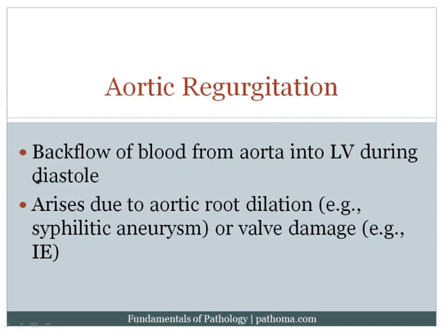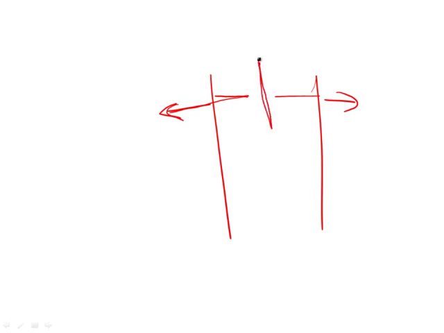Now, the most common cause of aortic regurgitation is an isolated aortic root dilatation. So the idea here is that if this is the aortic root and coming off the root are the valves, then if there is a dilation of this aortic root, that is going to pull on the valves, which will then increase the space between the valves, allowing for regurgitation backward into the left ventricle. And so this is the most common cause, an isolated aortic root dilatation.